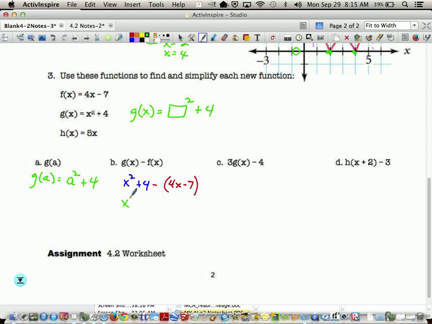So I'm going to have x squared plus 4 minus the quantity 4x minus 7. Distribute the negative, you end up with a double negative on the 7, so plus 7. Do I have any like terms? Yes. x squared minus 4x plus 11.